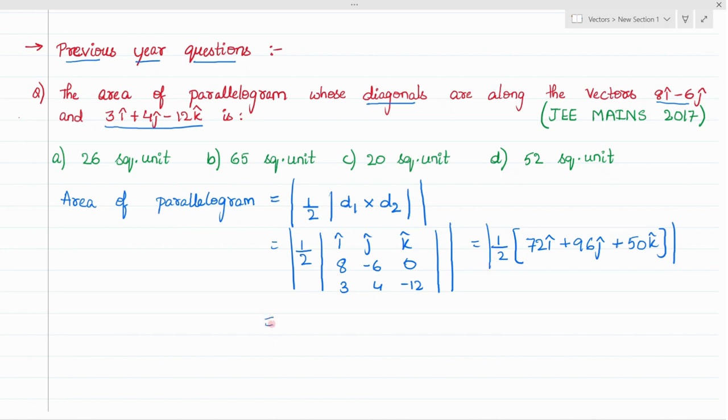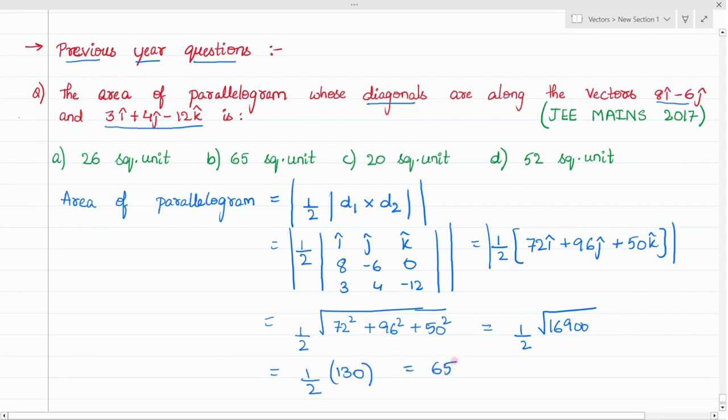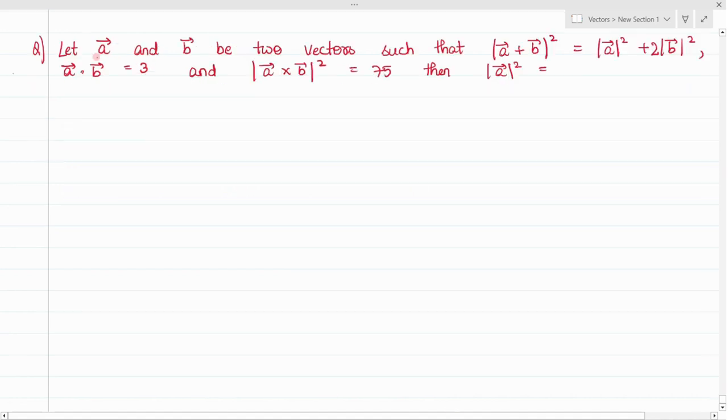Now take this magnitude. How will you do that? Half of 72 square plus 96 square plus 50 square. When you calculate this, you'll get it as 1 by 2 under root 16,900 and it becomes 1 by 2 of 130, that is 65 square units. Units are important.